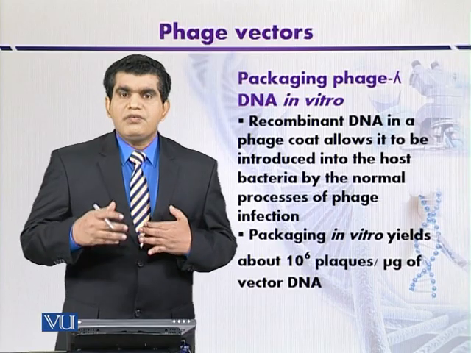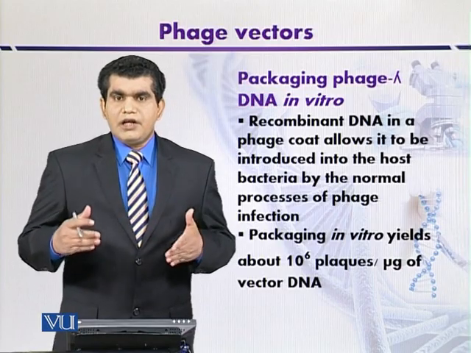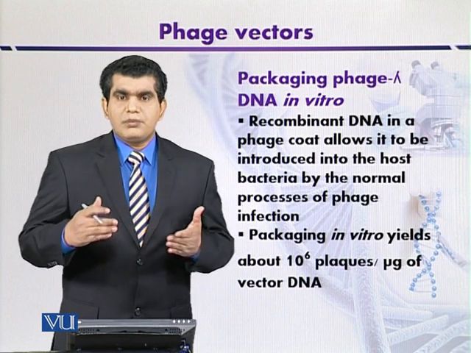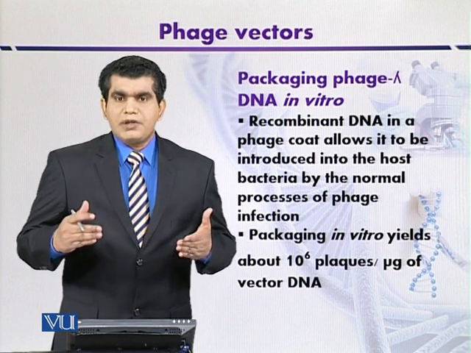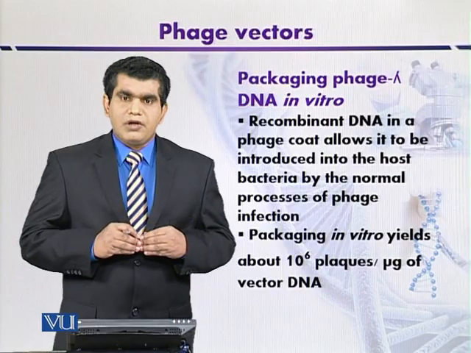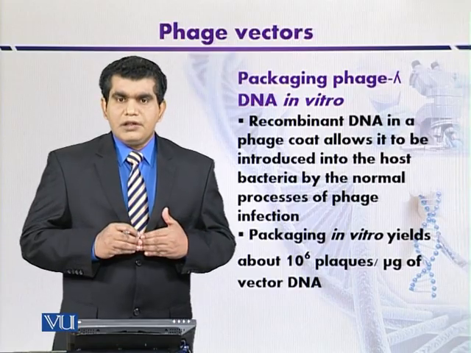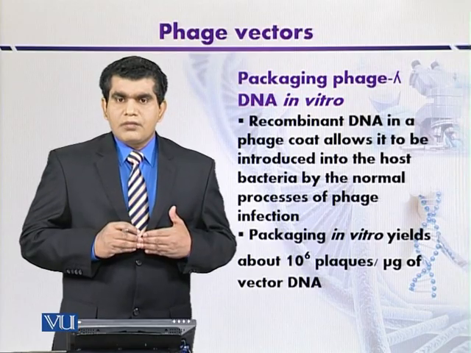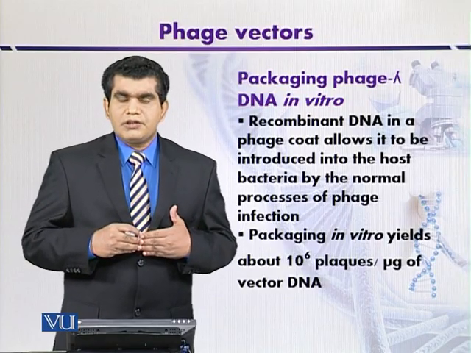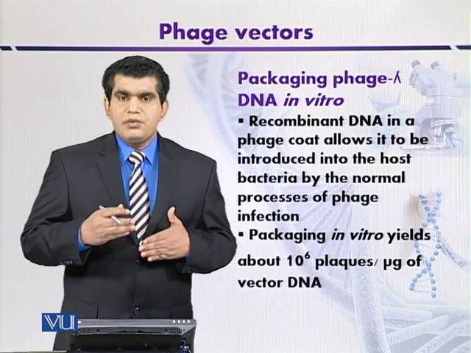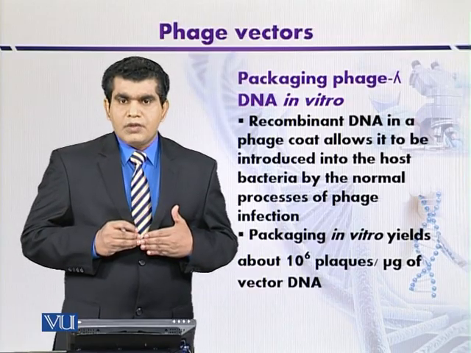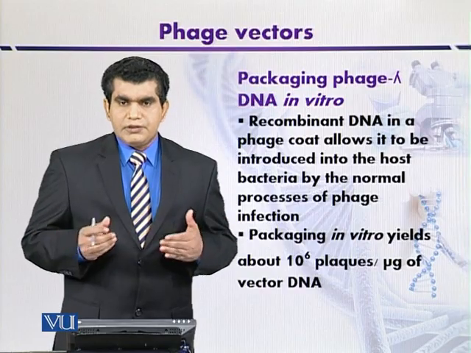And by using modified lambda phages, the examples that I have already quoted, the frequency again can be increased up to 10⁶ plaques per microgram of lambda DNA or the vector DNA. So in this way, the number of plaques formed may be reduced or even optimum if we use modified lambda phages.